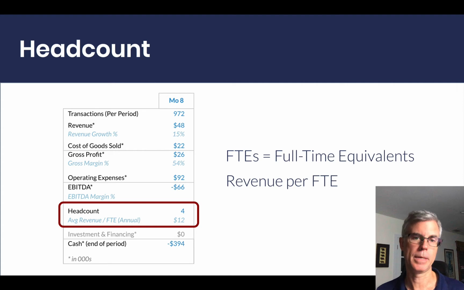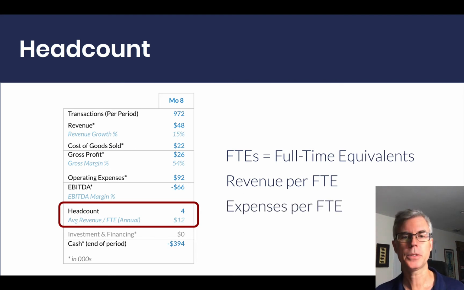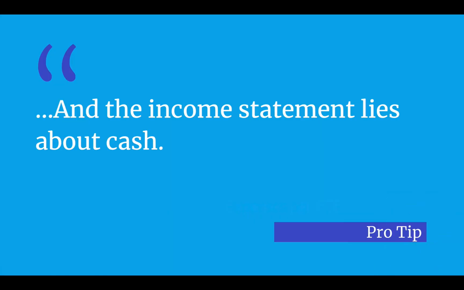So the best-run companies like Microsoft and Apple do between $1 million and $2 million of revenue per FTE per year. So if I see plans that have millions of dollars of revenue per FTE, I get a little nervous about that. You can also look at expenses per FTE. I didn't break that out here, but that's another metric that could be interesting. And so the income statement, first of all, doesn't have enough information. So that's why we added the KPIs and the full-time equivalents.